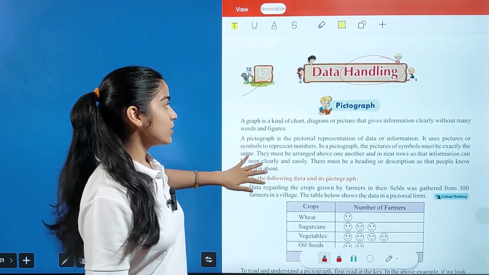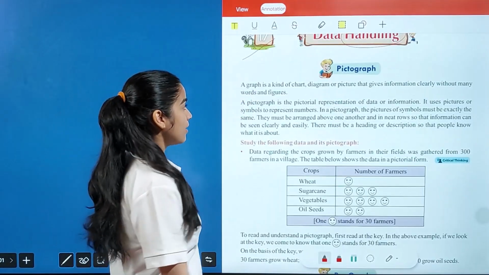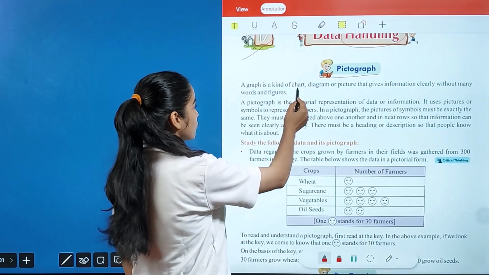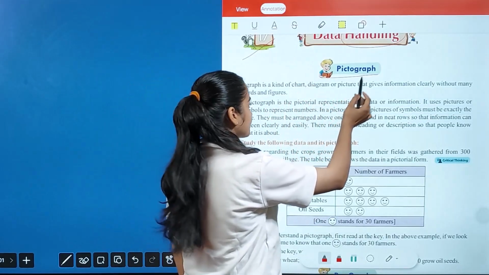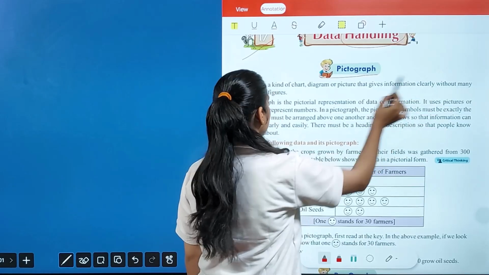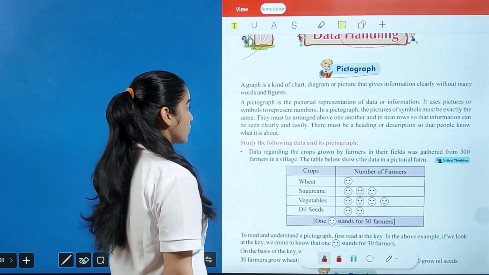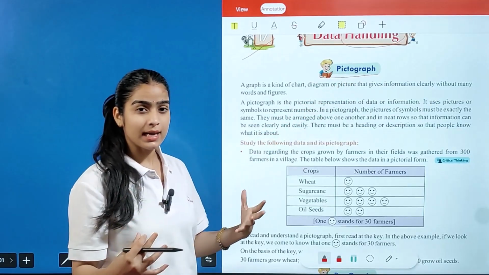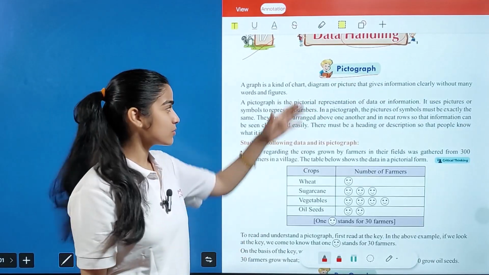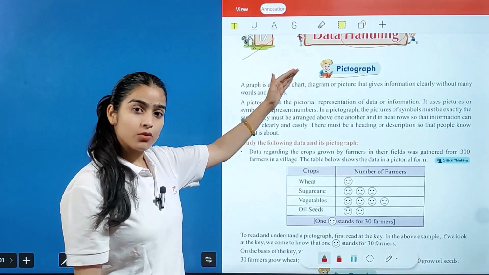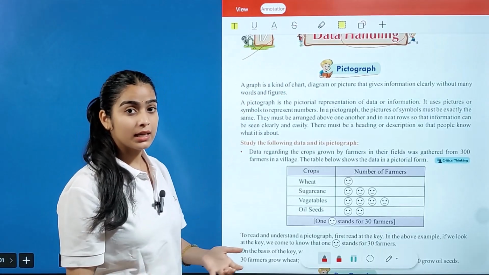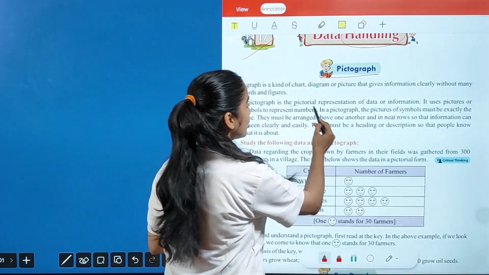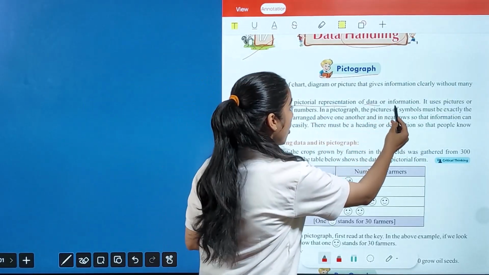Now we are going to start, and the first method is the pictograph. A graph is a kind of chart, diagram, or picture that gives information clearly without many words and figures. In a pictograph, we represent our data with the help of pictures. So a pictograph is the pictorial representation of data or information.